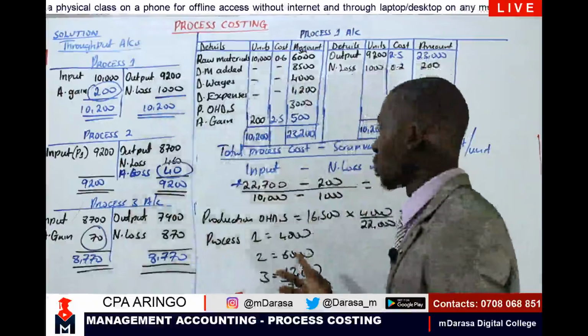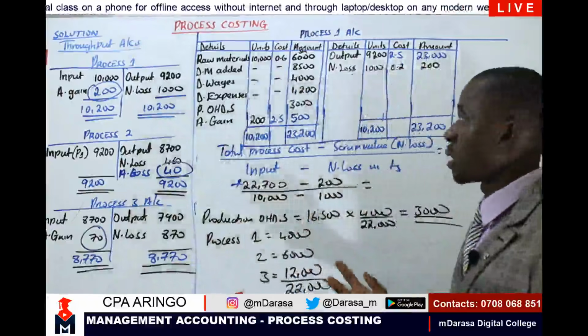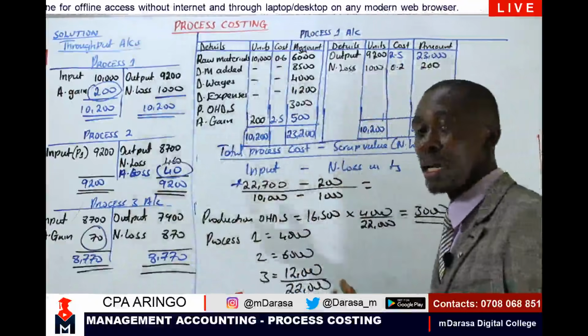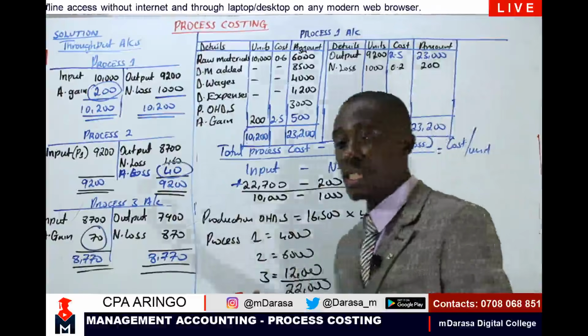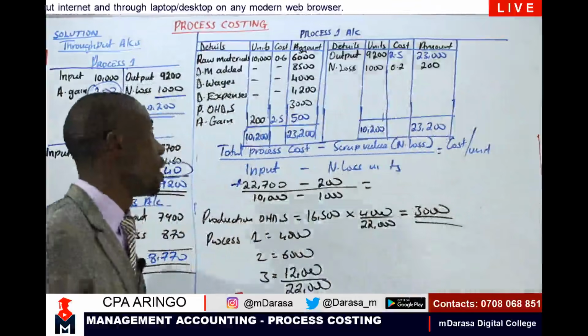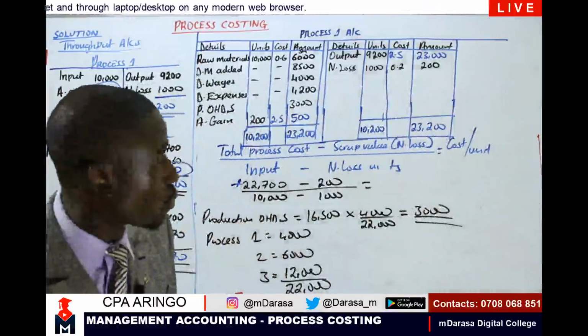So we are looking at a question whereby we are supposed to prepare 3 processes account, and we are done with process 1 account. Now allow us to proceed using the same concept to look at process 2 account. So that should take us to process 2 account.